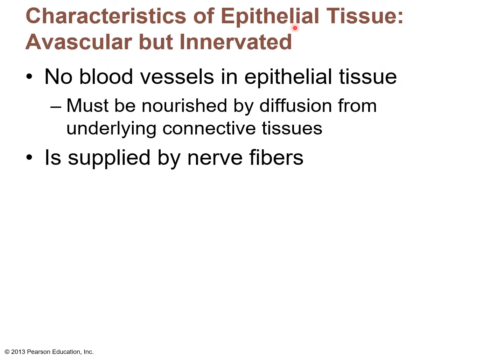Another characteristic about our epithelial tissues is that they are avascular. In medical terminology, the prefix A means without. So avascular, meaning without blood vessels. So your epithelial tissues do not have any blood vessels. And that's true for all epithelial tissues. No matter where they are located, all epithelial tissues have zero blood vessels.